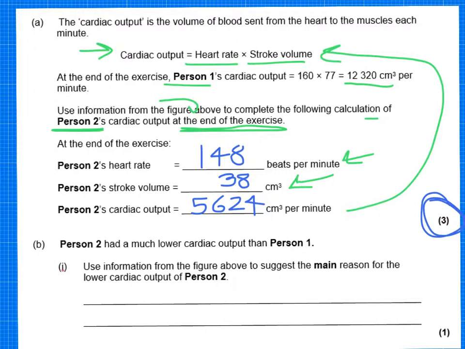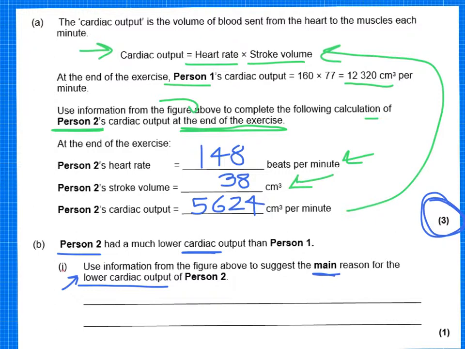So the next question moves things on because we know person 2 has a lower cardiac output because they've told us the cardiac output for person 1 and for person 2 it's lower. And then it says use the information from the graph to suggest the main reason for the lower cardiac output. Well, looking at heart rates, the heart rate is quite similar between person 1 and person 2. There's not a big difference between 160 beats per minute and 148.